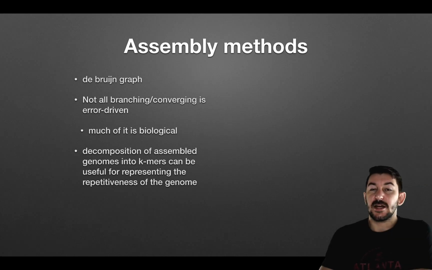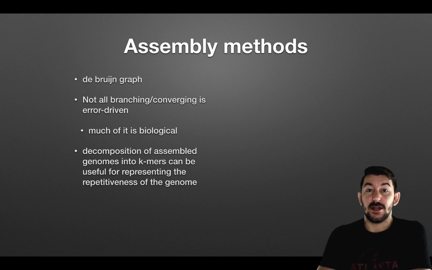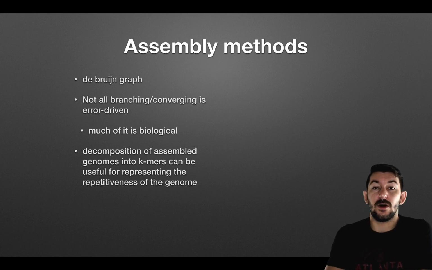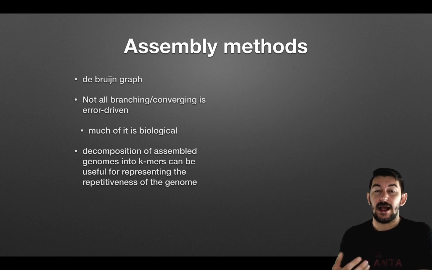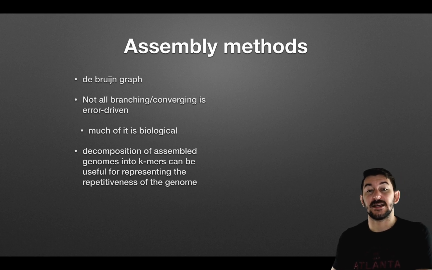And so again, just to reiterate, one of the biggest problems here is that not all of this branching and converging and confusing map is actually error-driven. A lot of it is biological. There are repeats throughout the genome. There are inversions and all sorts of funny things that go on. And biology is complicated, and algorithms are going to do the best they can. But often this biological complexity is confounded by sequence error and technical complexity.